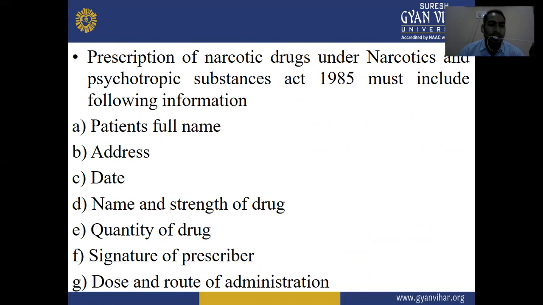These are the information required for the prescription of narcotic drugs under the Narcotic and Psychotropic Substance Act 1985: patient full name, address, date, name and strength of drugs, quantity of drugs, signature of prescriber, dose and route of administration.